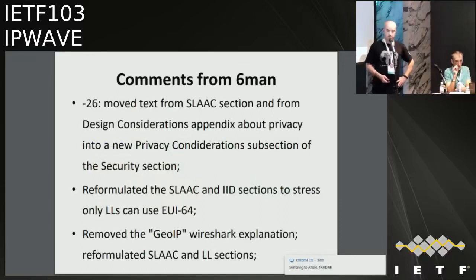Back to version 26 of the draft. We moved the text from the SLAAC section and from the design considerations appendix about privacy into a new privacy considerations subsection of the security section, as had been suggested on the mailing list. We reformulated the SLAAC and IID section to stress only link-locals that can use EUI-64. We removed the GPS and Wireshark explanation, or reformulated the SLAAC and LL sections.